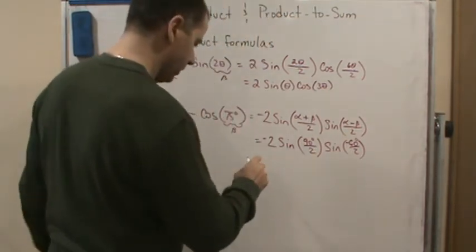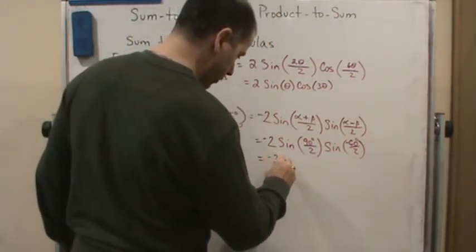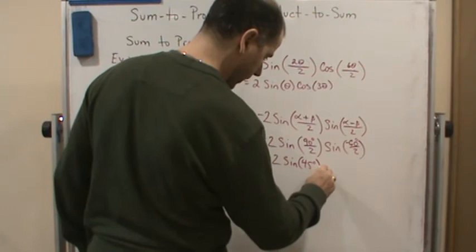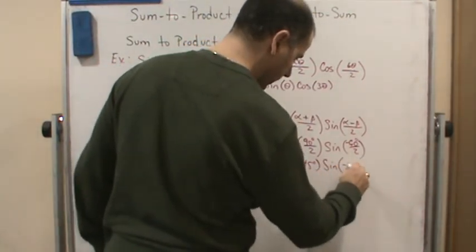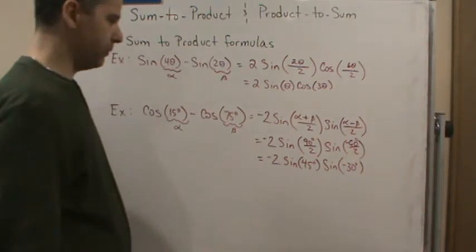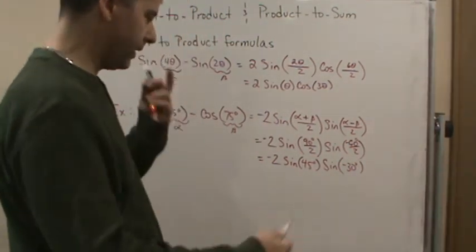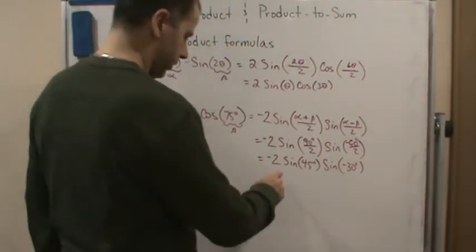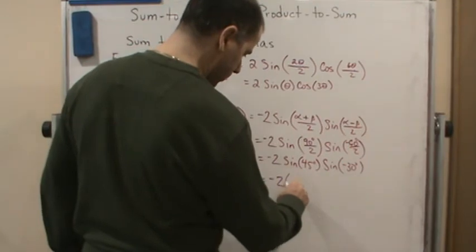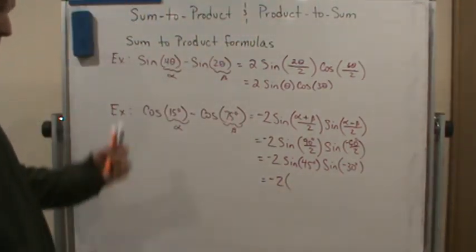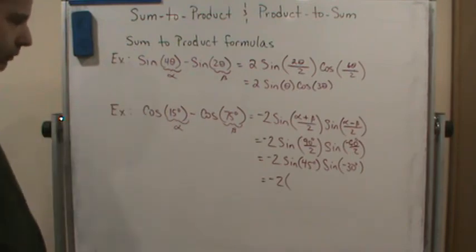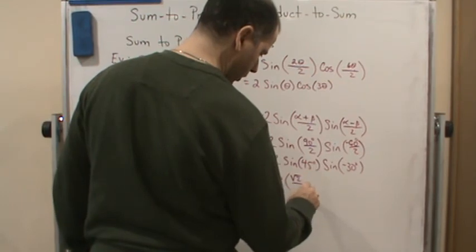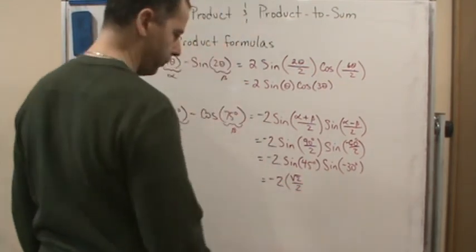Okay, so let's continue on. So negative 2 sine, and this becomes 45 degrees. Sine of 45 degrees times sine of negative 30 degrees. Now, I'm just going to use the fact that this is sine of negative 30 degrees and that it's in the fourth quadrant, and so therefore the answer is going to be negative. So I get negative 2 times, now what's the sine of 45 degrees? This is in the first quadrant, so it's positive. And the sine of 45 degrees is going to be the square root of 2 over 2.